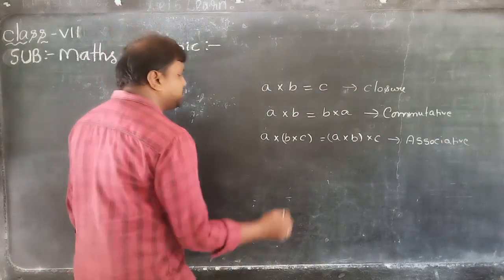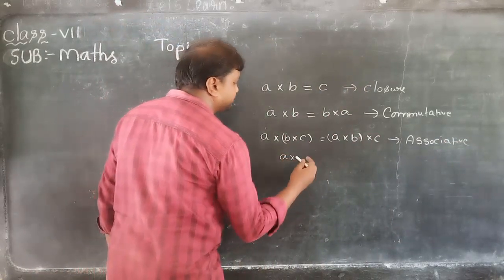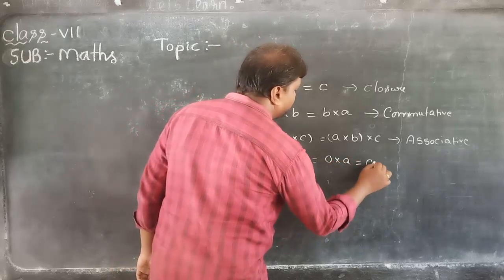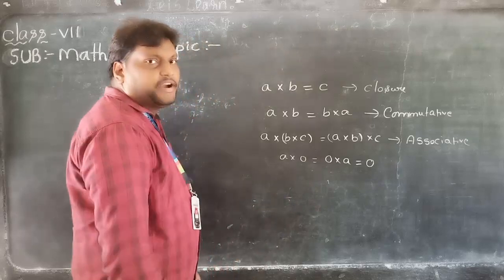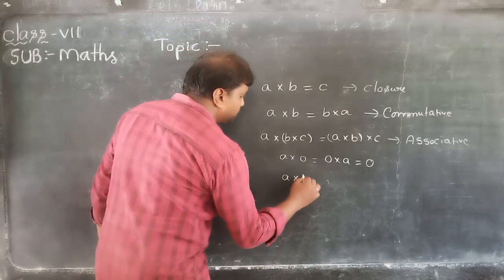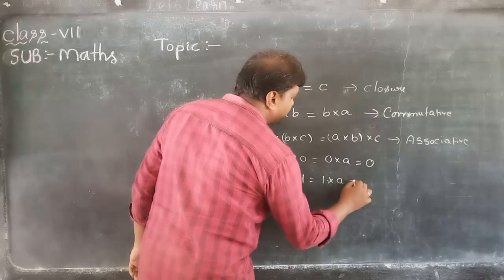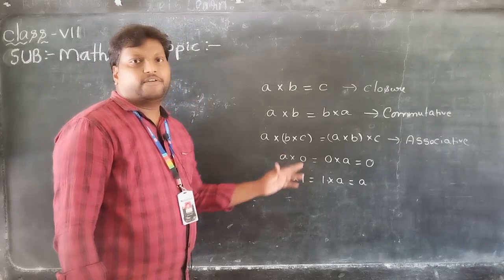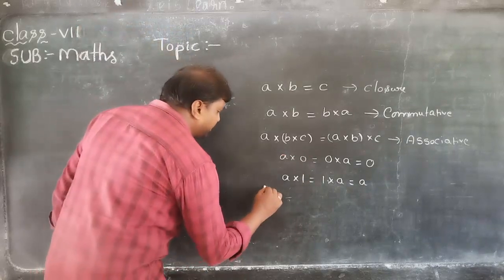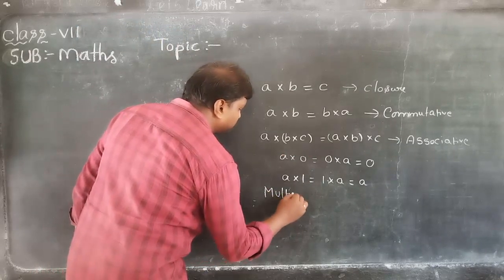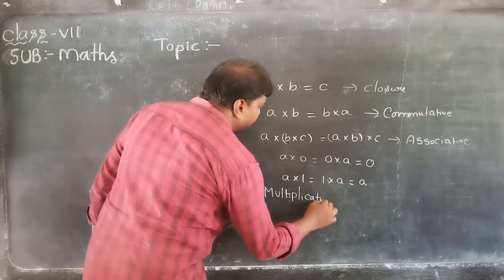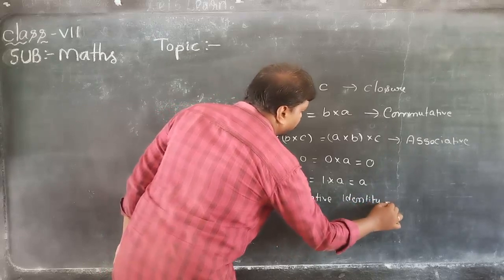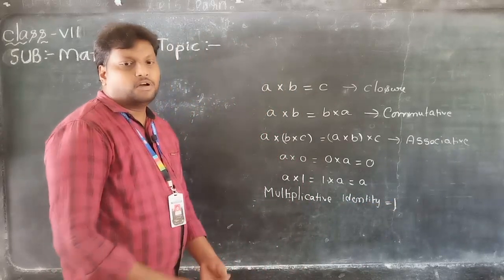Next, multiplication by 0: a into 0, or 0 into a, is equal to 0 only. Next, multiplicative identity: a into 1 and 1 into a is equal to a. So the multiplicative identity is equal to 1.